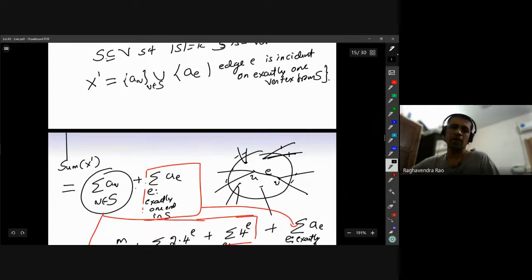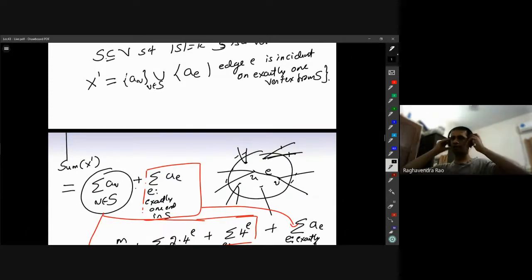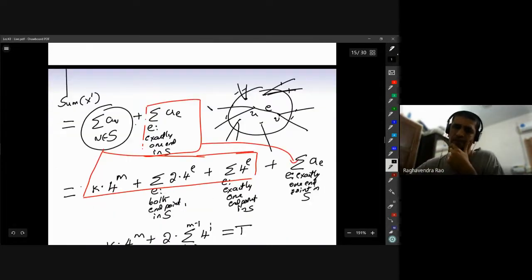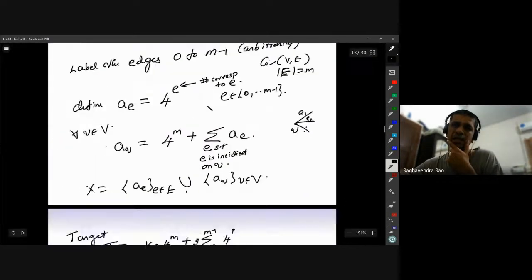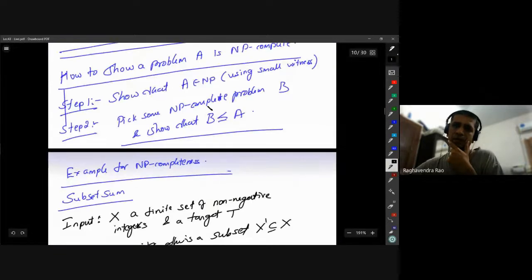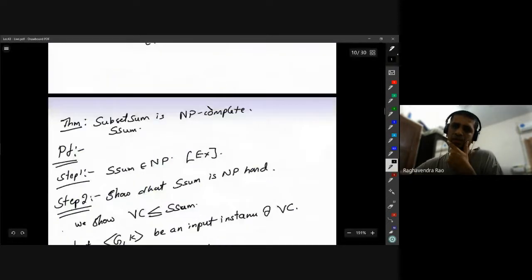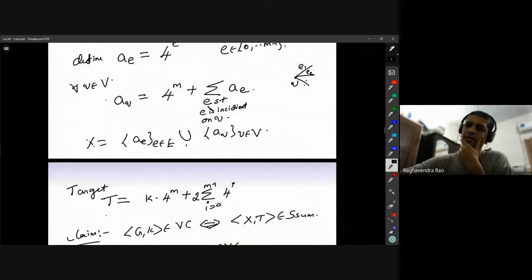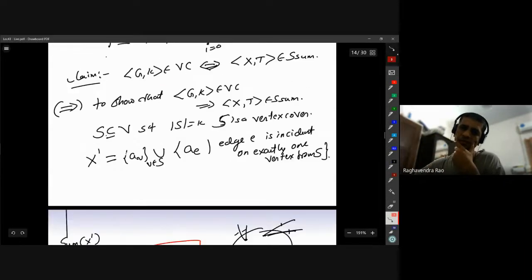Now let's look at the sum of values in X prime. X prime is defined this way. So the sum of X prime is the summation of A_V, V in S, plus the summation of A_E, where E has exactly one endpoint in S. Remember that the cardinality of S is K, so there are exactly K instances of 4 to the M in the summation, as we had defined it here. There are K such vertices, so we'll have K times 4 to the M plus the remaining part. So let's see what the remaining part is.